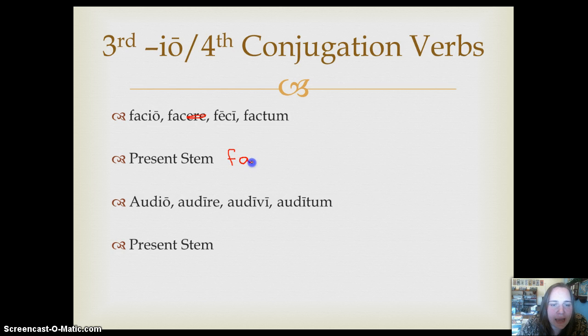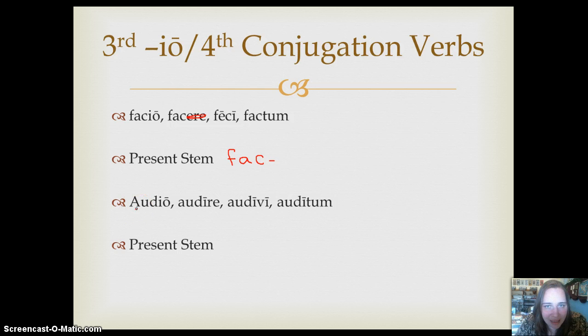Now, just like for 3rd conjugation verbs, this present stem doesn't have a vowel on it, so you need to provide the vowel. The only difference between this 3rd-io and 4th then is that the 3rd-io always retains its I. So as it conjugates in the present, it's not just facio, facis, facit, facimus, facitis, faciunt, not just facunt, okay?